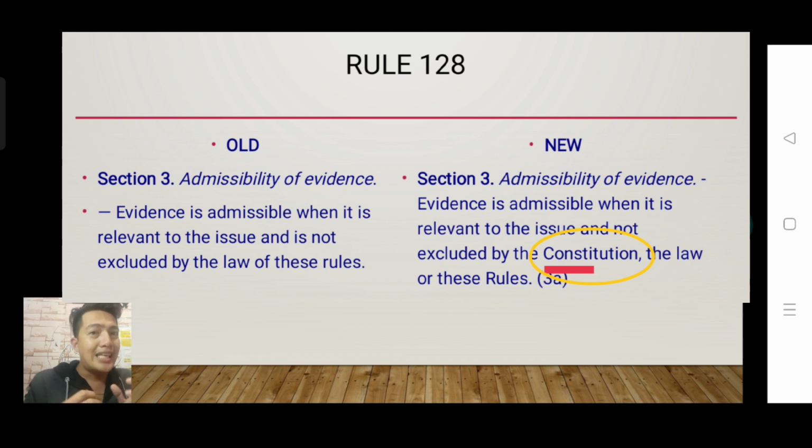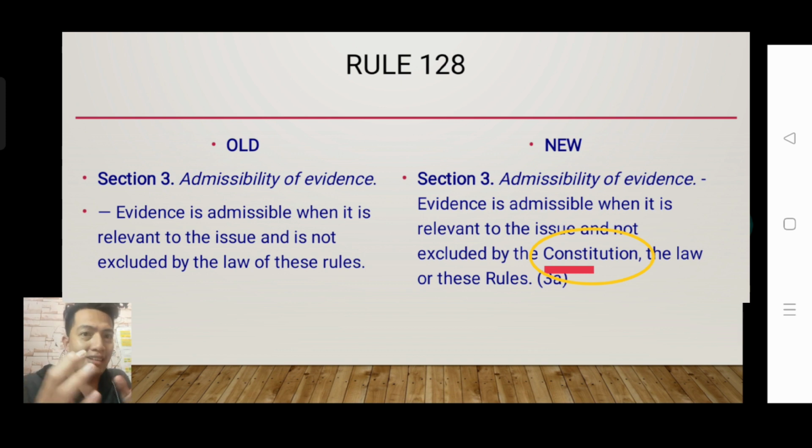Now, if he was arrested and things were taken from him without a search warrant, then the evidence acquired from that person is considered inadmissible as evidence. Why? See, for example, he was found with illegal drugs, but it was obtained without a search warrant and it does not fall on the exceptions as I have discussed in the previous topic.